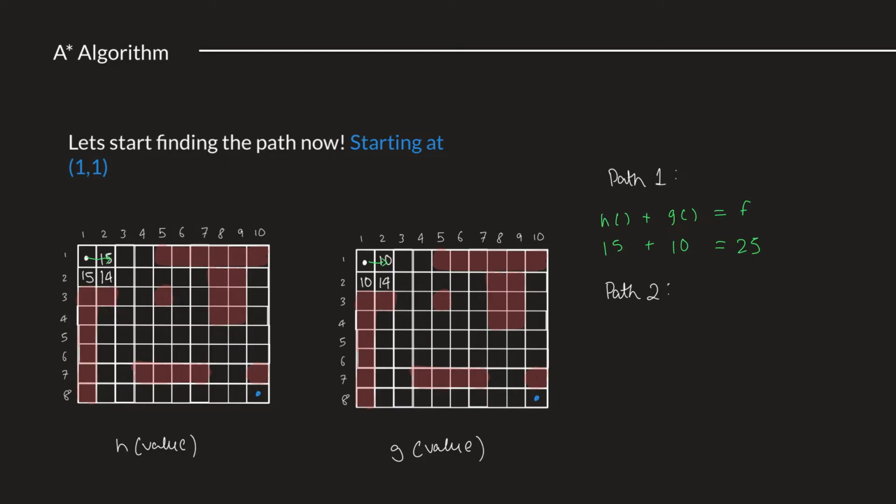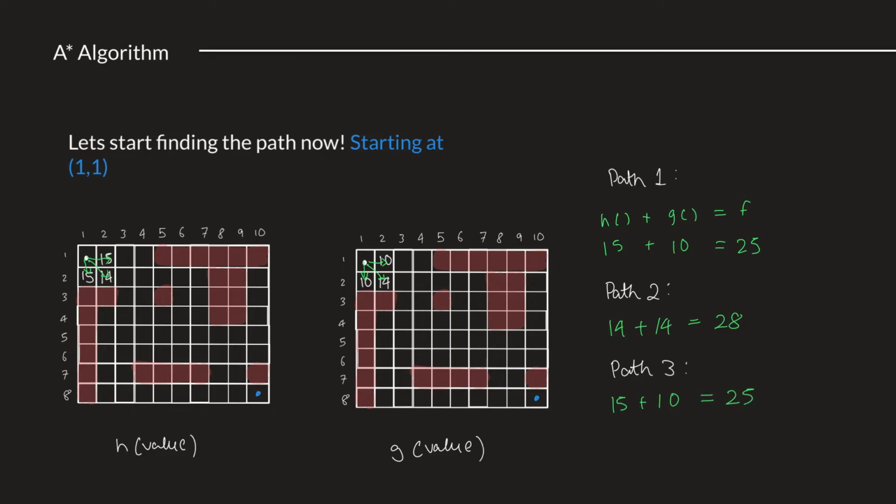The second path we could take is going diagonally downwards. That would have a movement cost of 14, because going diagonally gives us a cost of 14 as we discussed before, and coincidentally the heuristic value is also 14. So this would give us a total f value of 28. Path 3 would be going downwards. If we go downwards, the heuristic value is 15 and the movement cost is 10. So this would give us an f value of 25.